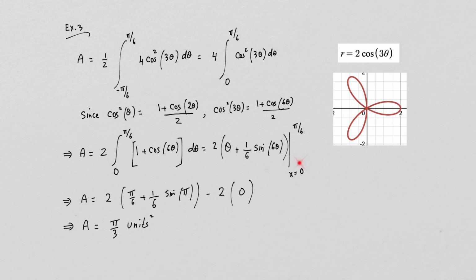And notice how 0 is so nice. When you plug in 0, you get 0 plus 1/6 sine 0. So that kills this whole piece, okay? So that leaves me with just this one. Plug in pi over 6 here, plug in pi over 6, and I got pi over 3 square units.